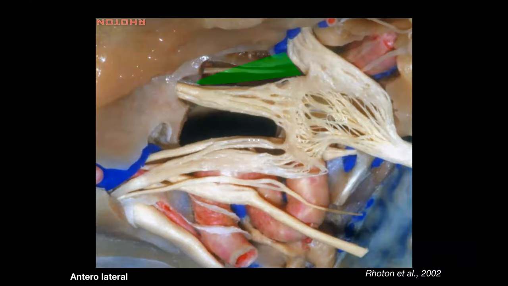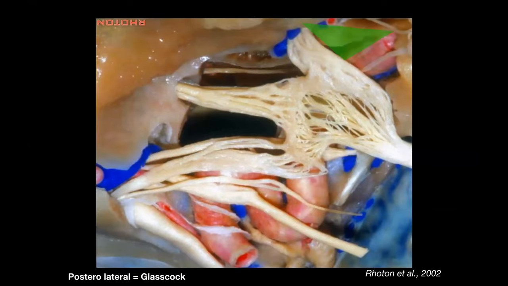Very important to understand them, and we can see on this picture that you can enter the sphenoid sinus if you cross the cavernous sinus, if you remove all of these structures. But one important thing to understand is there are a lot of cranial nerves, and a lot of vascular structures like the ICA. You have to cross this very complex region.